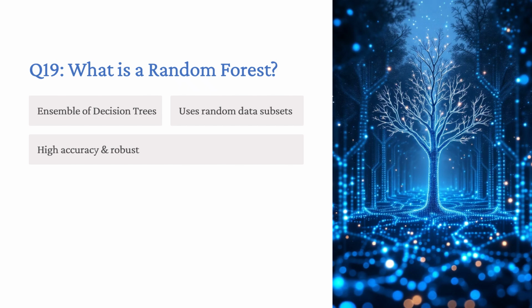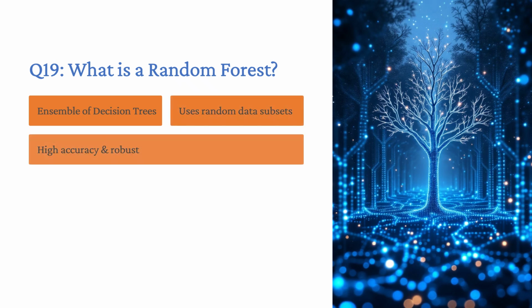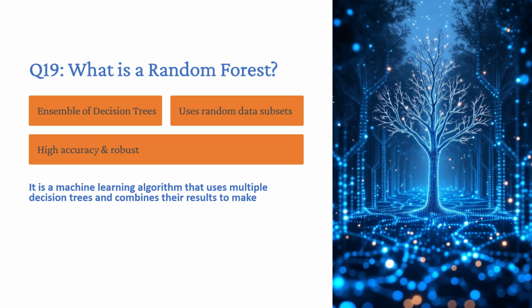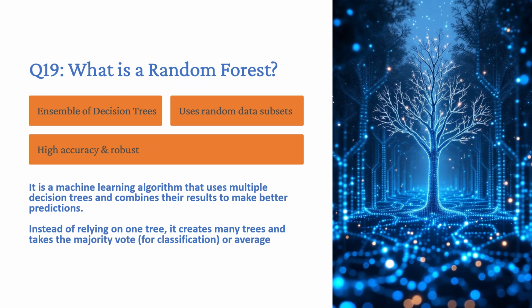A random forest is exactly what it sounds like, an ensemble of many decision trees working together to give you a highly accurate result. It is a machine learning algorithm that uses multiple decision trees and combines their results to make better predictions. Instead of relying on one tree, it creates many trees and takes the majority vote for classification or average for regression, which makes the model more accurate and stable.